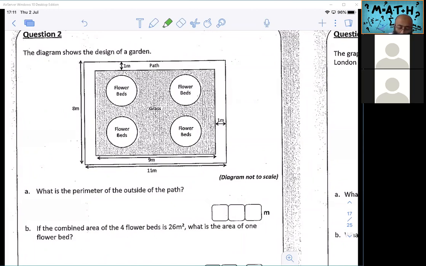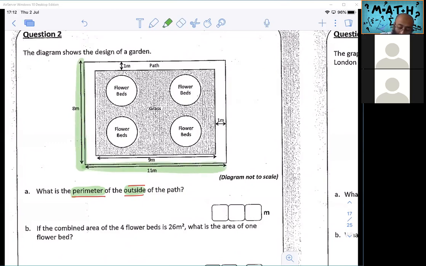Okay, well, first of all, you need to read the question. It would help if you read the question and look at the key words. Okay, let's have a look. What's the perimeter of the outside? The question tells you they want you to work out the perimeter of the outside. So which is the outside? The 8 and the 11?